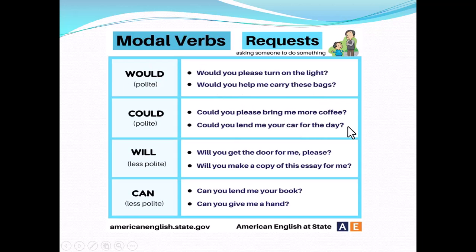Could you please bring me coffee? Could you lend me your car for a day? Will you get the door, please? Here you should mention please because you are using these two, which are less polite. Can you lend me your book? Can you give me your hand?